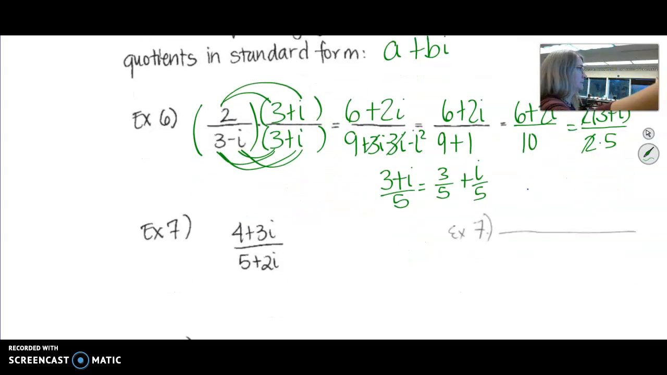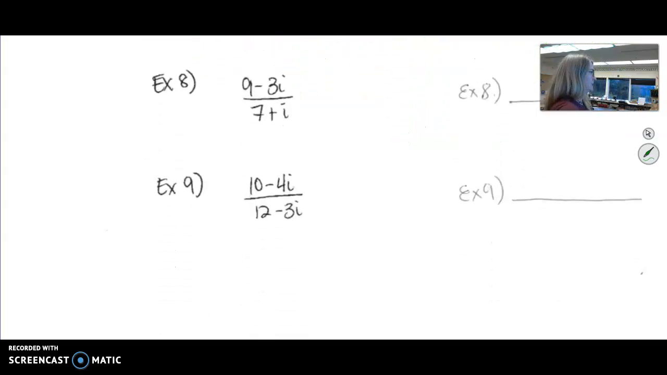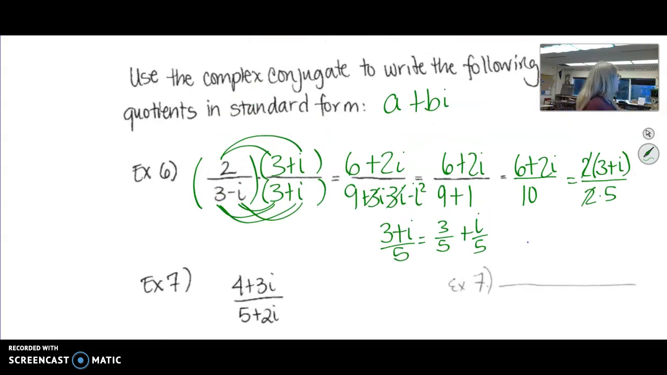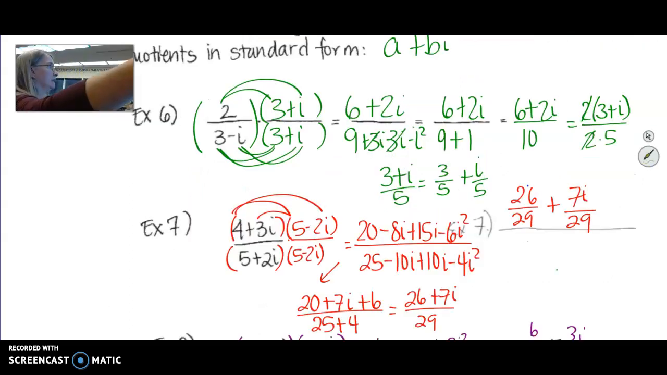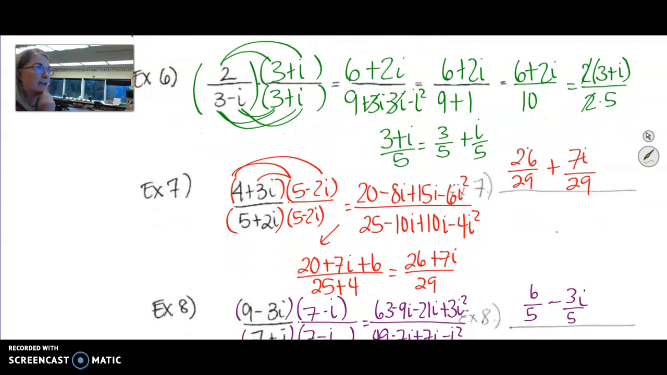All right, do examples 7 and 8, do the rest of this page here, and then come check your answers after you're done. All right, so in example 7, you should get 26 over 29 plus 7i over 29.